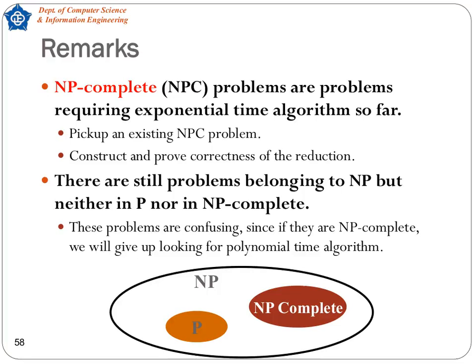The diagram here illustrates NP as the universe of decision problems, with P as a small subset and NP-complete as another subset. Notice the unclassified region between them. Those are the mysteries still waiting to be solved.